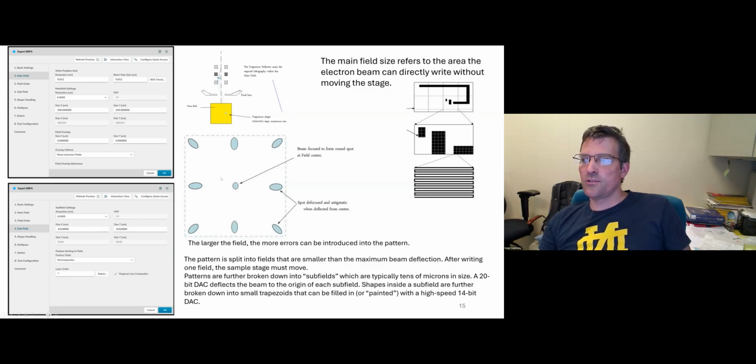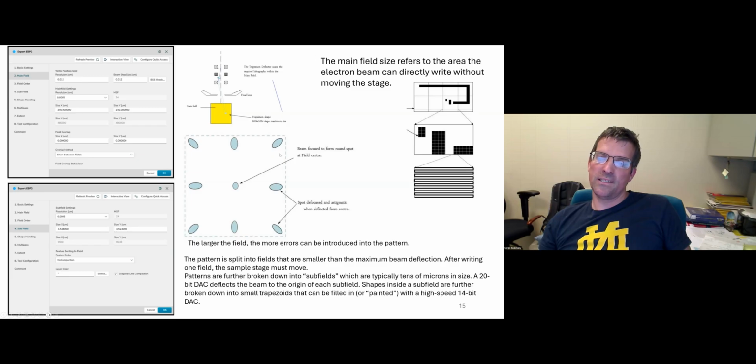So it's very important to limit your main field size to what is viable for your pattern. This doesn't really add too much time to your exposure to move from one field to the other. The trade-off is that if you have long patterns that don't fit into one field, then you can have stitching error.